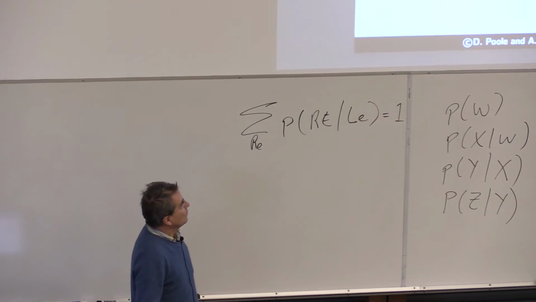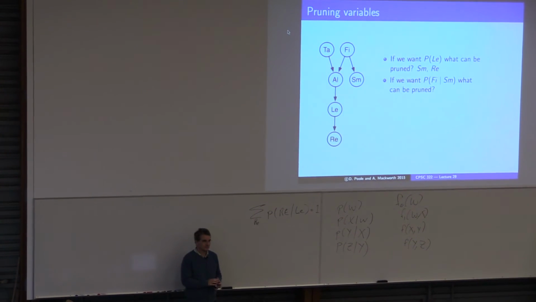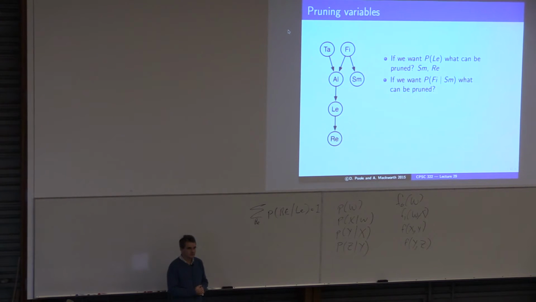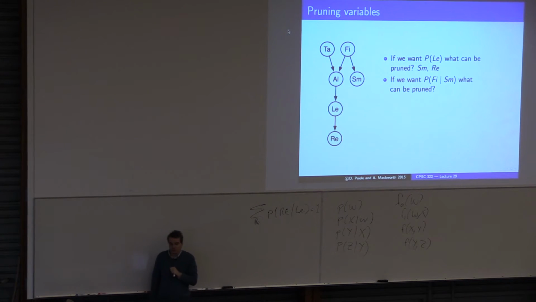You can remove smoking and report. What if you want the probability of fire given smoking? What can be pruned? We've observed smoke. We want the probability there's fire. You can remove everything except for fire and smoke. We can prune report, for the same reason we could before. And once we've pruned report, we can prune leaving. Once we've pruned leaving, we can prune alarm. Once we've pruned alarm, we can prune tampering. Okay?